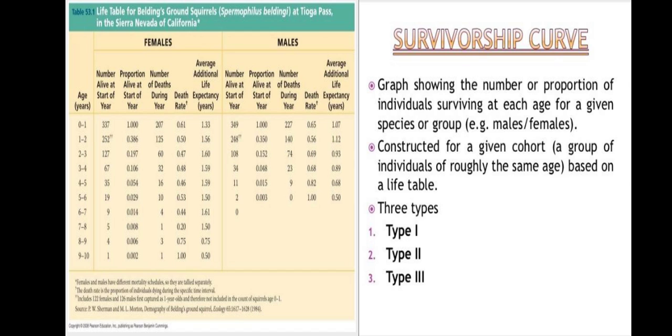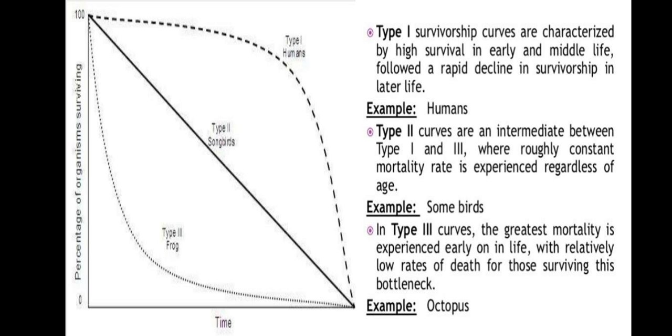There are three types of survivorship curve. The first is type one, then type two, and the third is type three. We see in this diagram the time versus the percentage of organisms surviving. In this graph we will see type one. The type one survivorship curve is characterized by high survival in early and middle life, followed by a rapid decline in survivorship in later life. For example, humans; type one is for human beings.